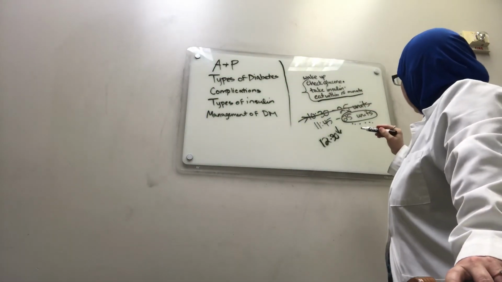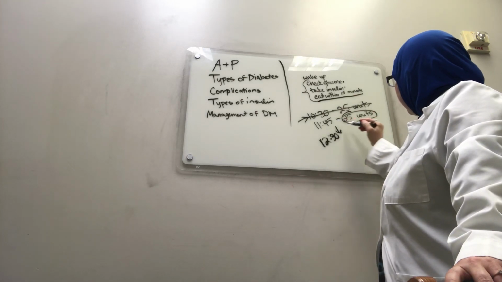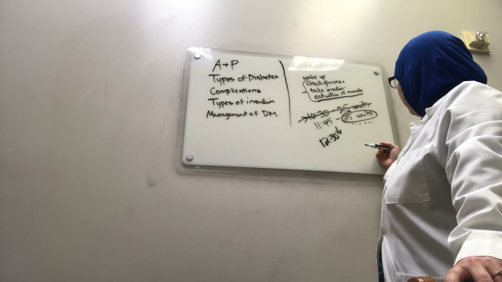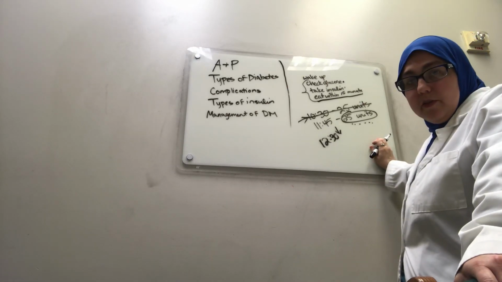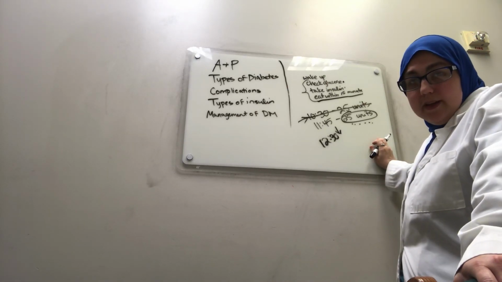But at least we didn't cause them to become hypoglycemic and drop them into the 30s. We always err on the side of caution, and we would rather the patient be temporarily hyperglycemic rather than dropping them too low.